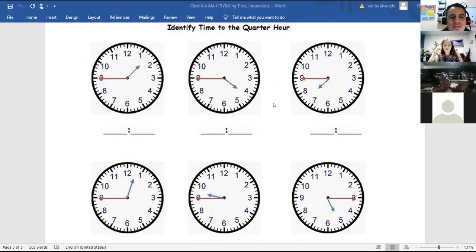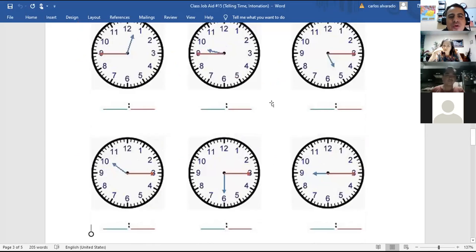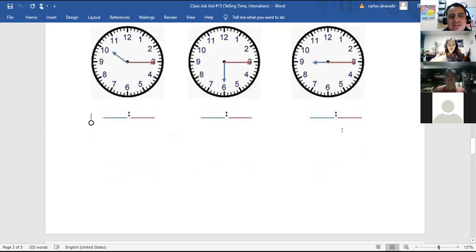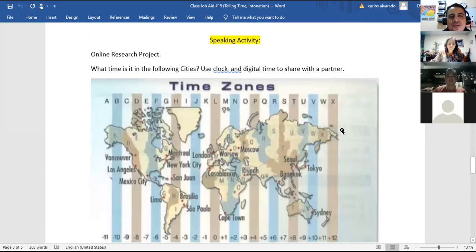Five. Okay, very good. Let me see. I have one more. It is a quarter past ten. Mm-hmm. Next, this one. It's a quarter past six. Mm-hmm. A quarter past six. And the last one. It's a quarter past nine. Excellent. Okay, very good.